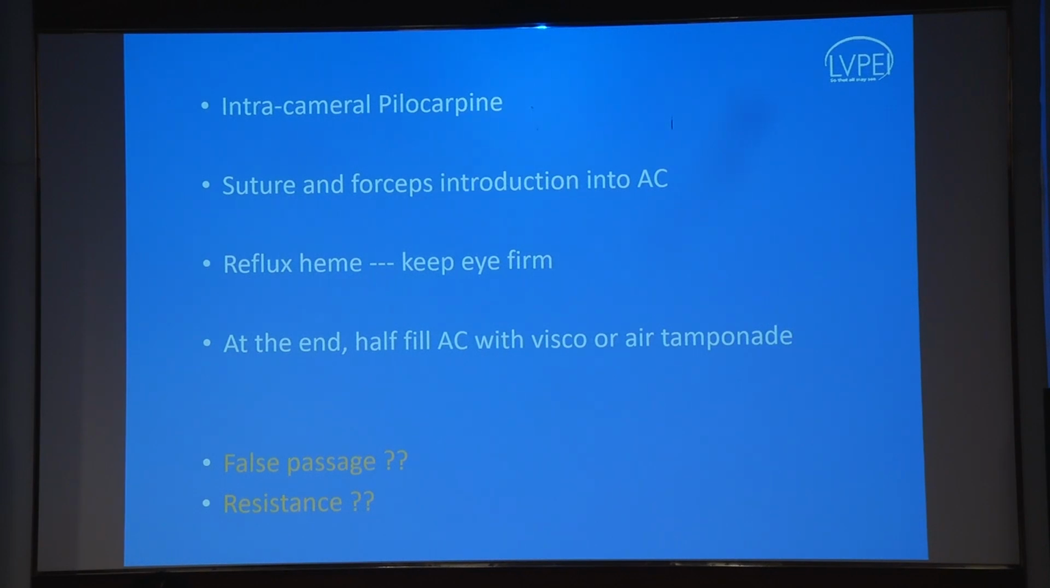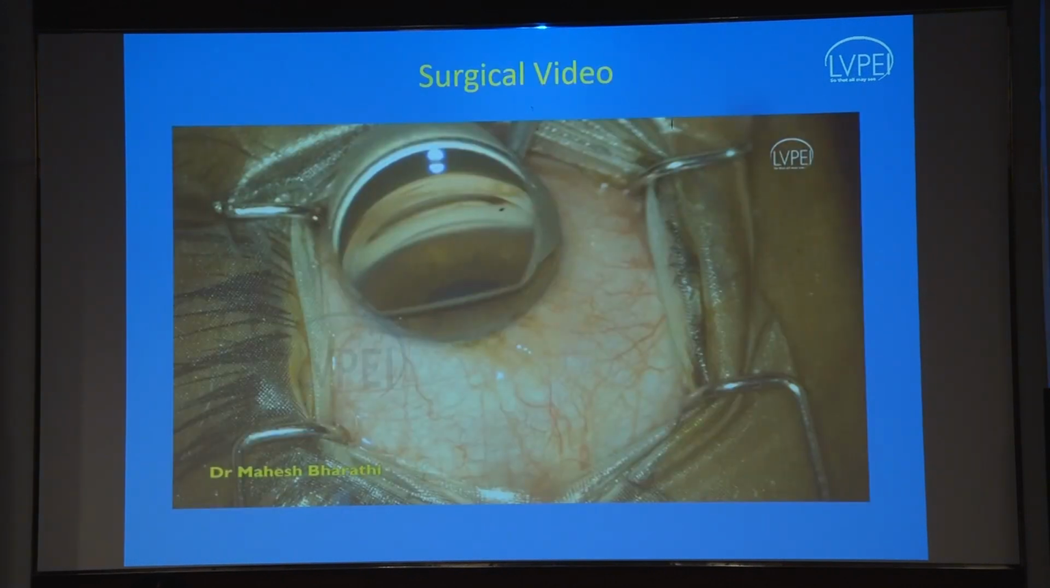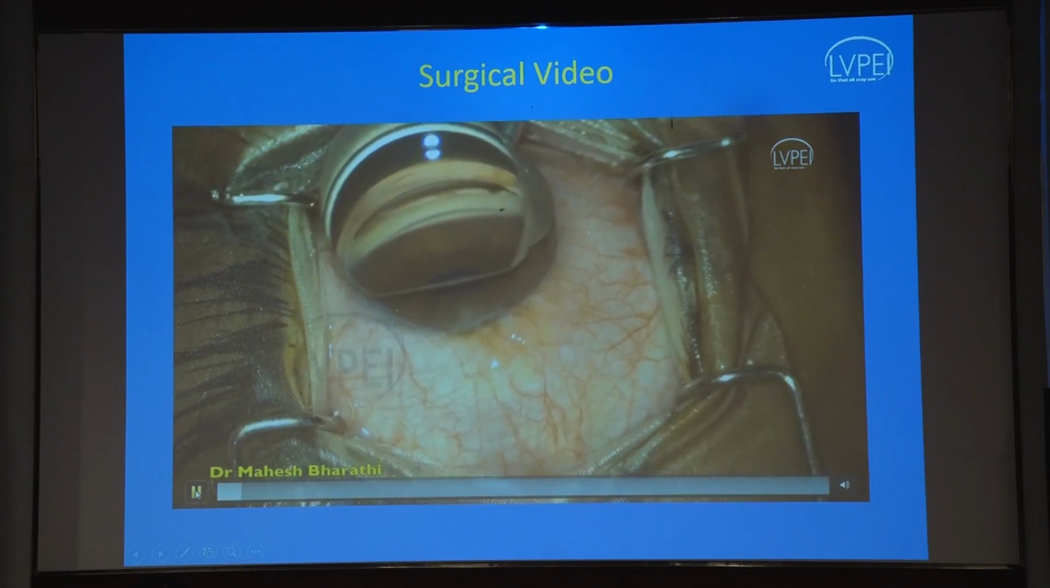And if resistance is felt, how can we identify that? When you're passing the suture, rather than the suture moving smoothly, it will push the globe along. Then you will know that it is not going freely. You are feeling resistance. So what to do at that time? You can take the suture out and go in the reverse direction. Rather than going in the clockwise direction, you can go in the anti-clockwise direction. Yeah, so this is the surgical video. Let's go step by step into that.